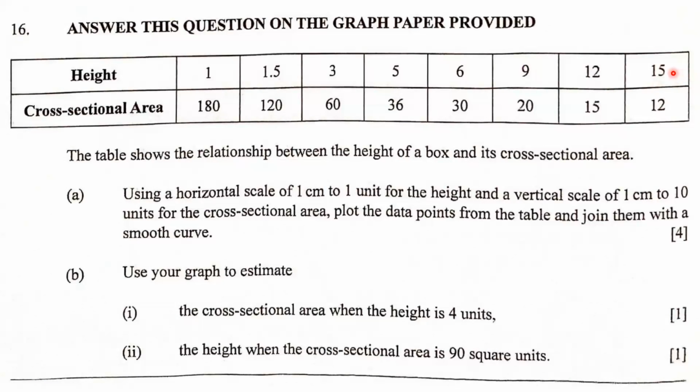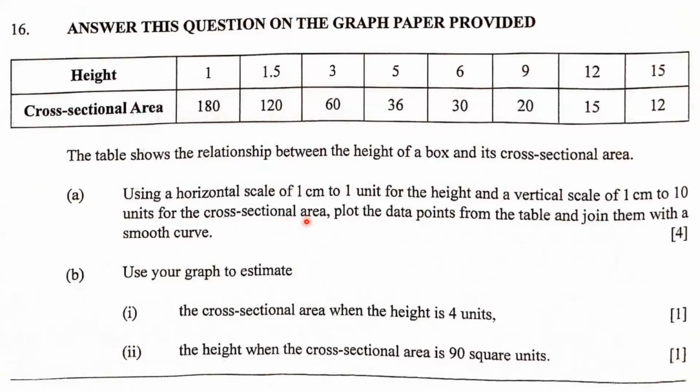And when the height is 15, the cross-sectional area is 12. So they're saying using a horizontal axis that's left to right, that's your x-axis, right? Of 1 centimeter to 1 unit for the height, and a vertical scale of 1 centimeter to 10 units. This is huge. That means that every 1 centimeter that you have is going to be 10 units. So you're basically going to be counting in tens.